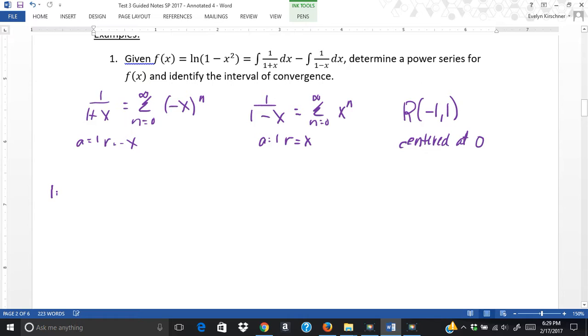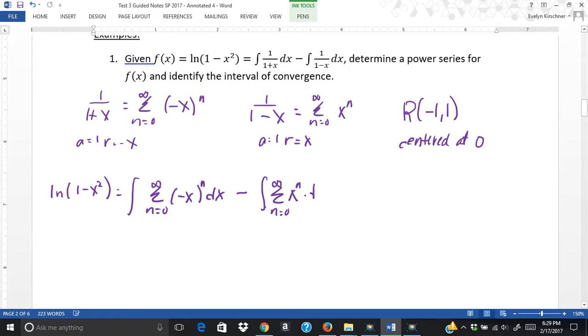So now I can say that the natural log of 1 minus x squared equals the integral of the sum n equals 0 to infinity of negative x to the n dx, minus the integral of the sum n equals 0 to infinity of x to the n dx. And I can rewrite this as negative 1 to the n x to the n.